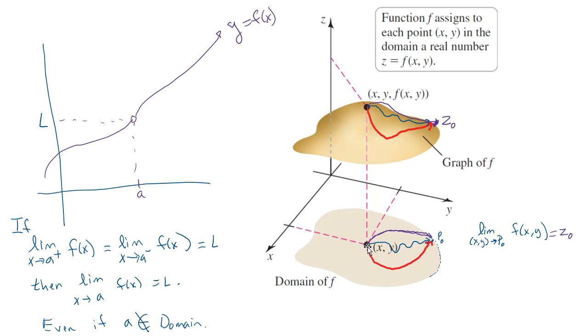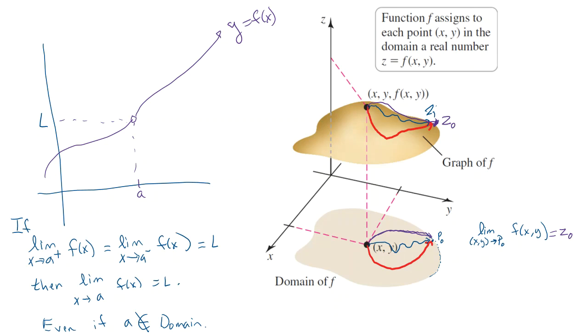If we could show, for example, that if I take this red path, I head towards z sub 0. And maybe if I take this blue path, I head towards z sub 1. And they're both approaching p sub 0. Both of these paths are approaching p sub 0, but the outputs are approaching different values. Then we're going to say, okay, that limit doesn't exist.